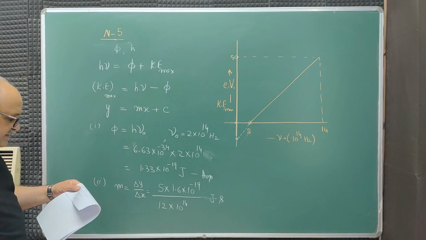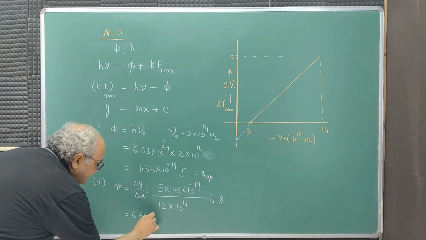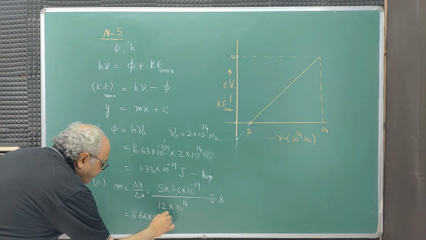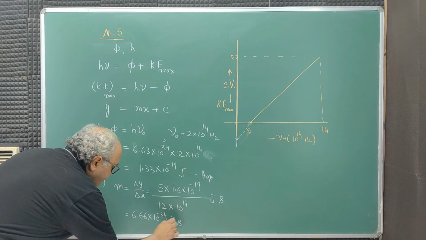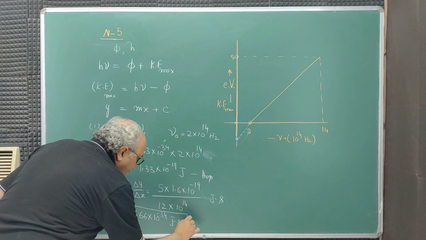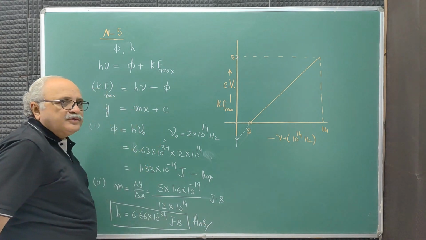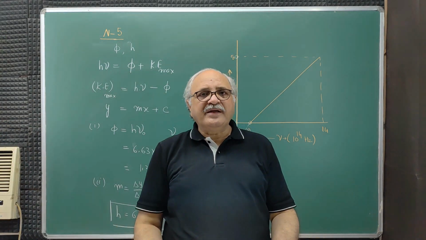If you simplify this, it comes out to be 6.66 into 10 to the power minus 34 joule second. The value, however, is not close to the exact value, but whatever is coming out from the graph, you mention that. So this is the numerical number 5.